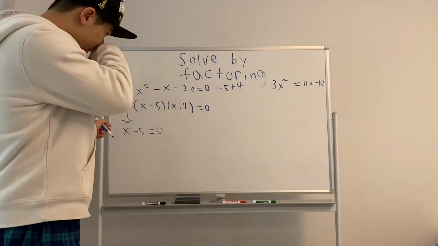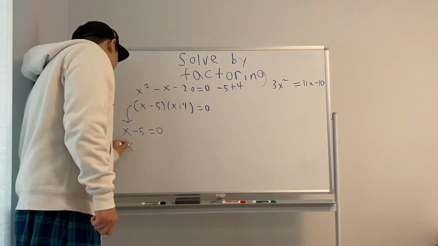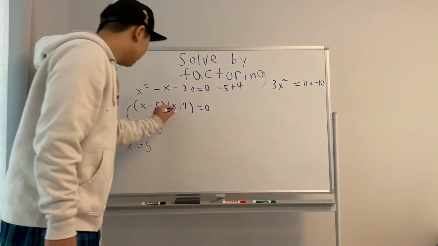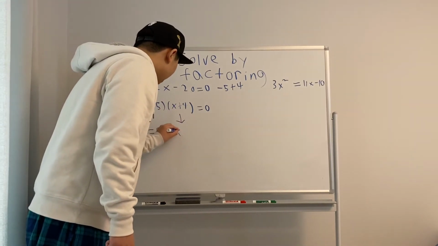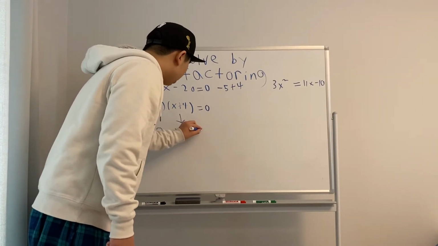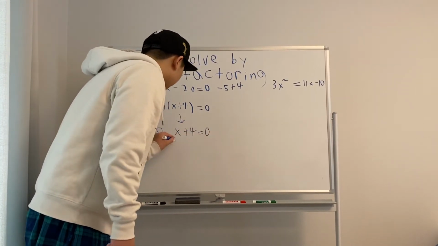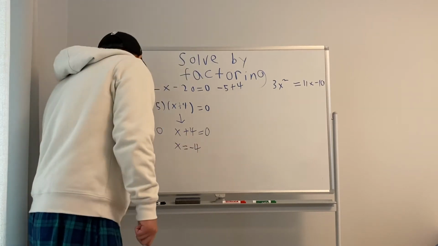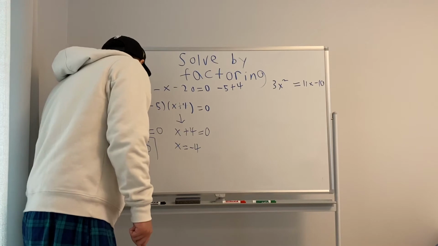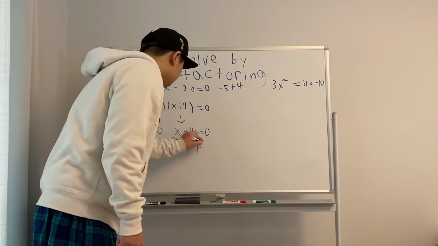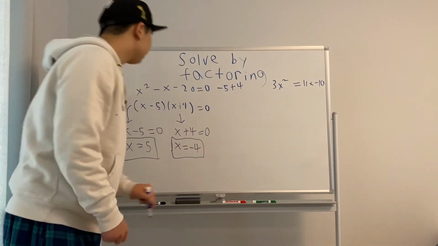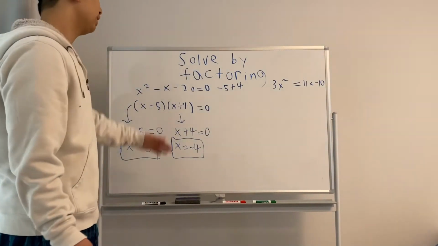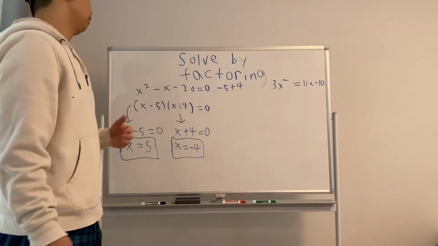And then you just solve for x, so you have to get the 5 to the other side. So x is equal to 5. This would be the first answer, and then you would do the same thing here. We bring this down, x plus 4 equals 0, and then we solve for x. We bring the 4 to the other side, so that's negative 4. So these are the two answers. Pretty simple. Now we'll do the next question, but I'm probably going to erase this and bring this question to this side.